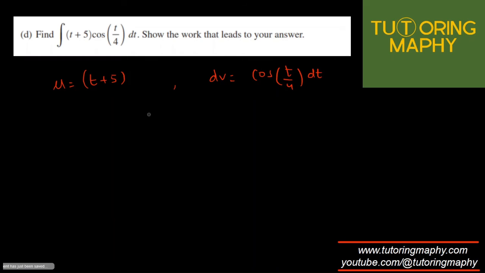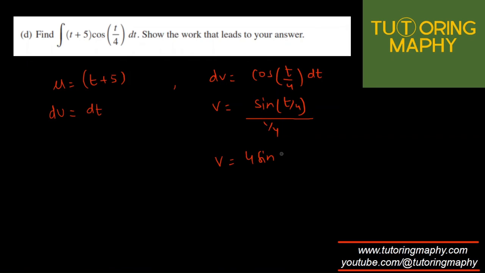I'm going to need the value of du and v anyway, so I'm going to find that right away. So du will be just dt. Why dt? Because the derivative of t is just dt and the derivative of 5 is 0. And integration of cos of t over 4 is going to be sine of t over 4 with a 4 outside, or if you want to understand it, 1 over 4 in the denominator. That's how we do it. And this is what we have. So v is going to be 4 sine t over 4.